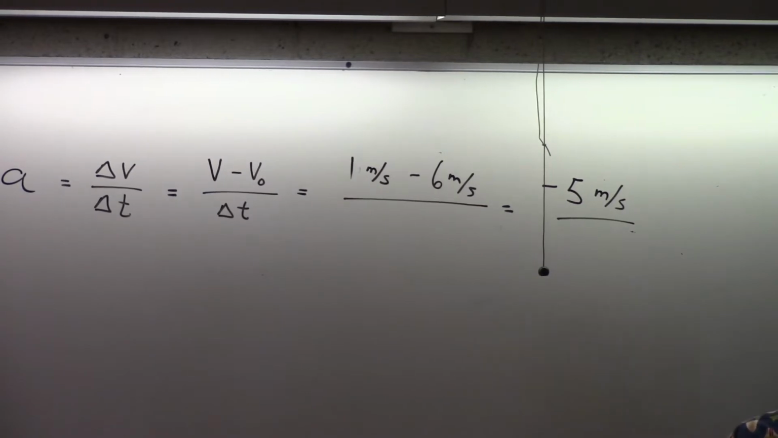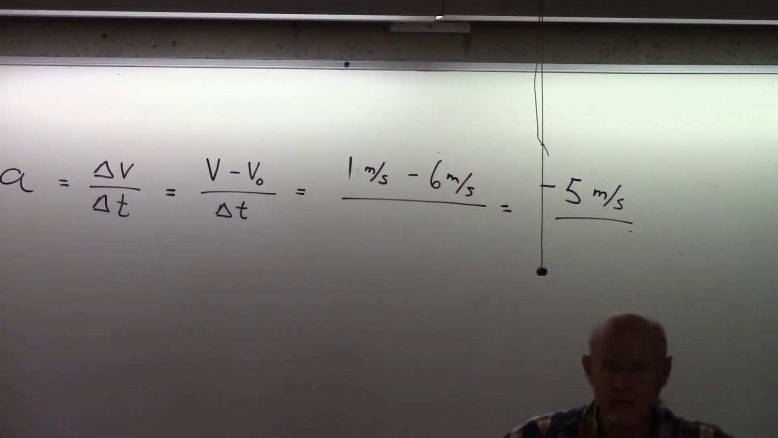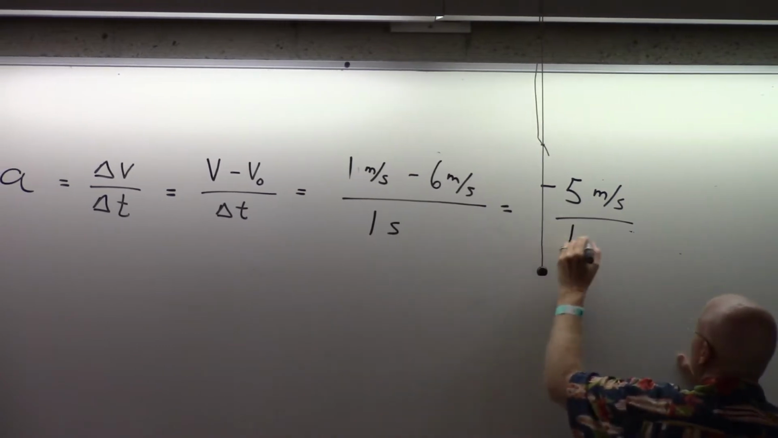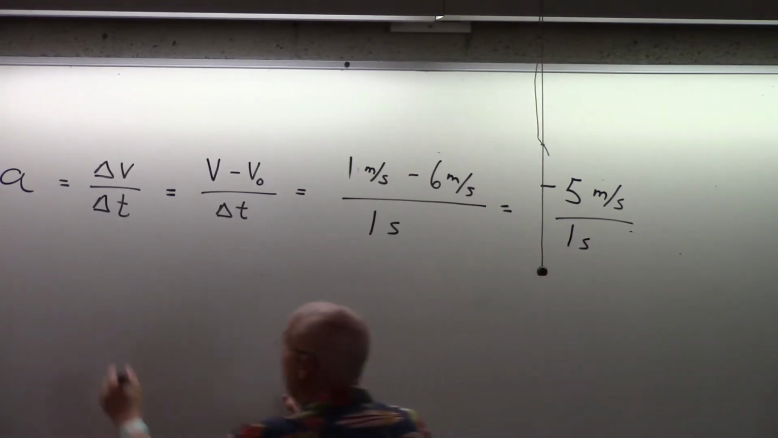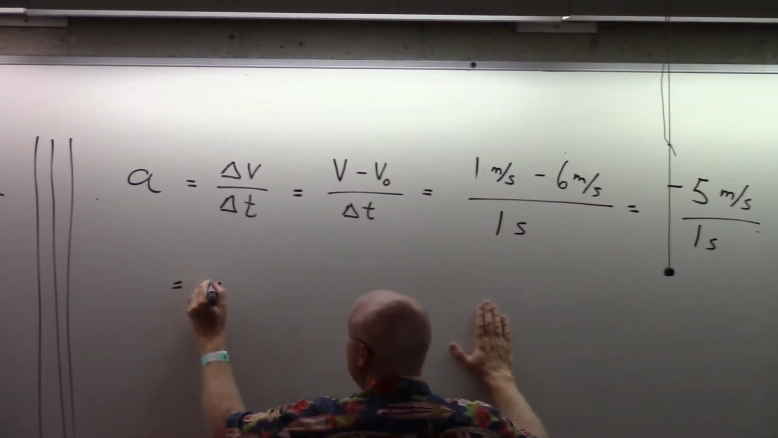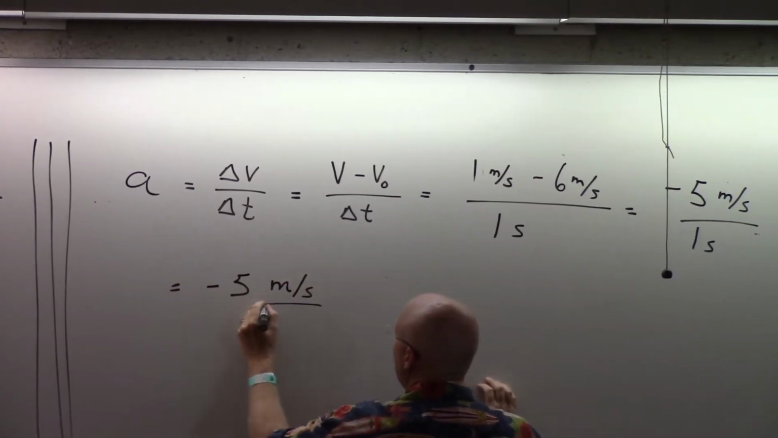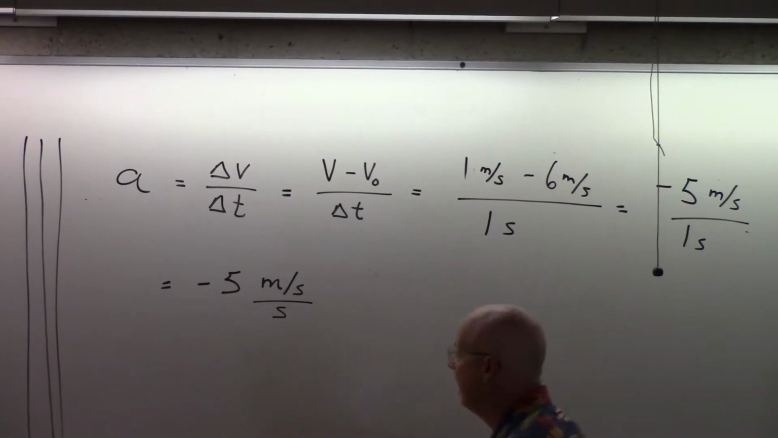And I'll just make something up to give you a feel. Let's say that going from here over to here took me about 1 second to slow down. Okay, so 1 second. I would then get a negative 5 meter per second over second.